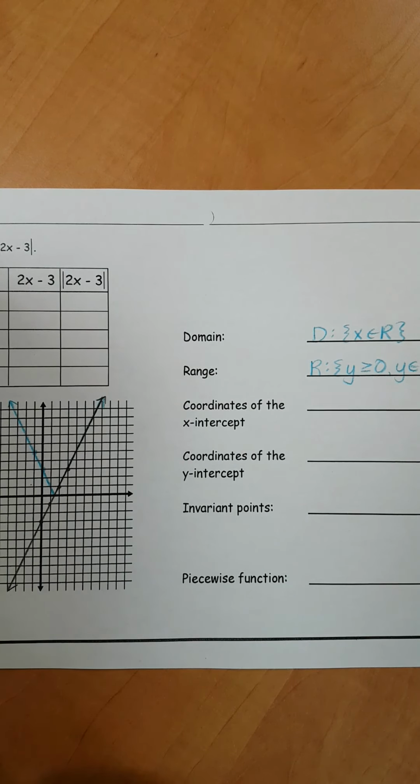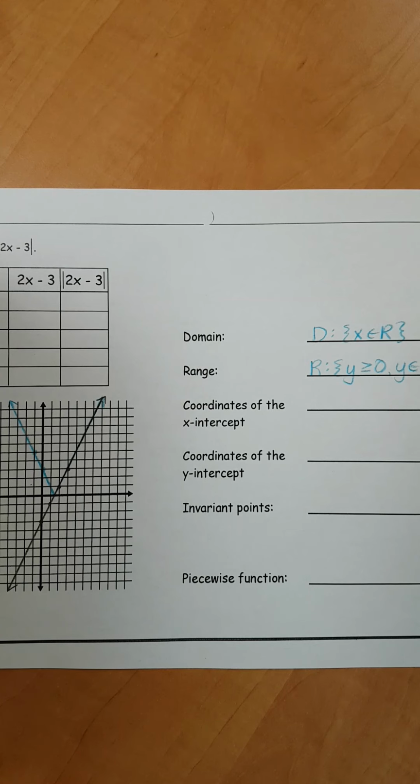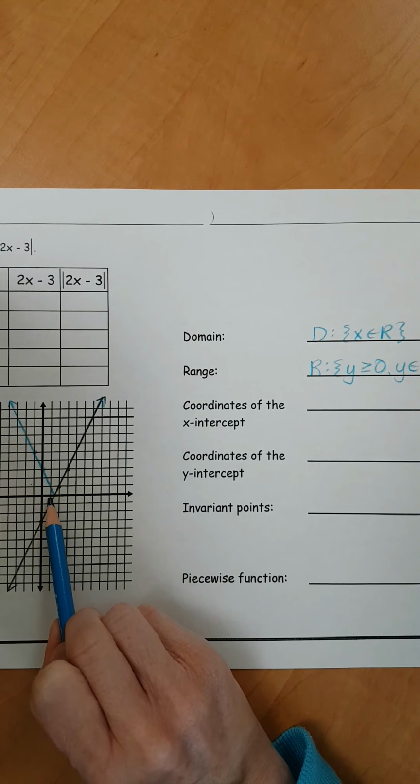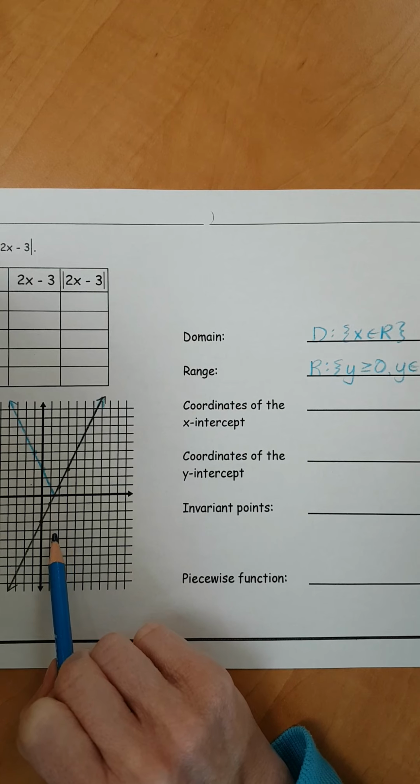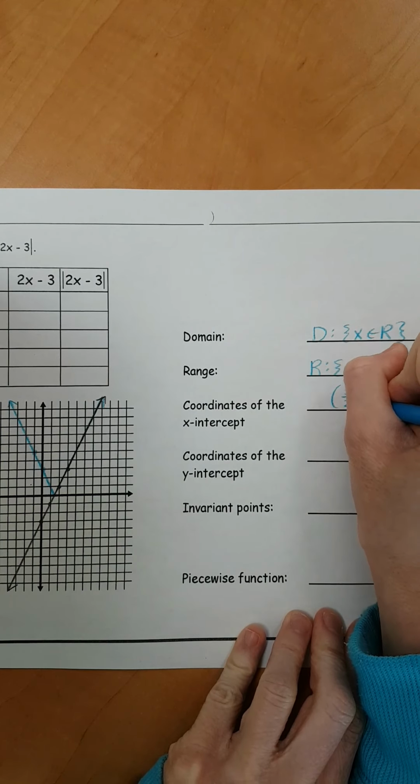Okay, x-intercept, let's look at it. Where does it cross? So we can do two things. We can either look at the graph and figure out where it crosses the x-axis, or we can substitute y for 0 and calculate x. Okay, so it's halfway in between 1 and 2. So whether you write that as 1.5, I prefer improper fractions.